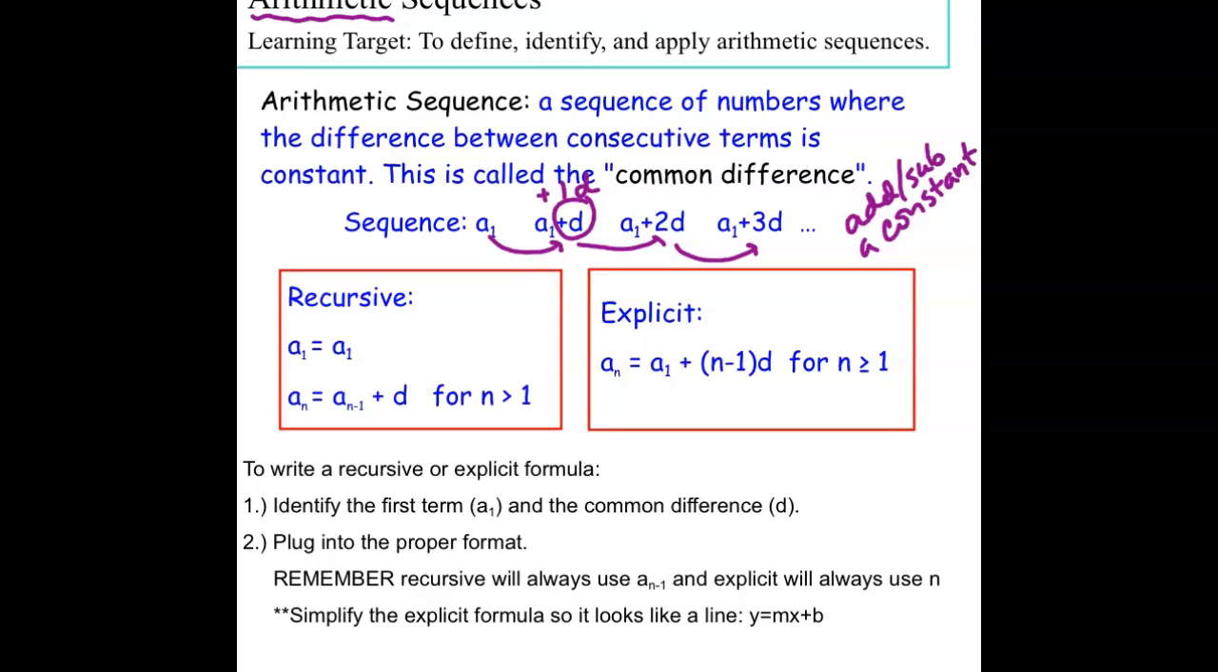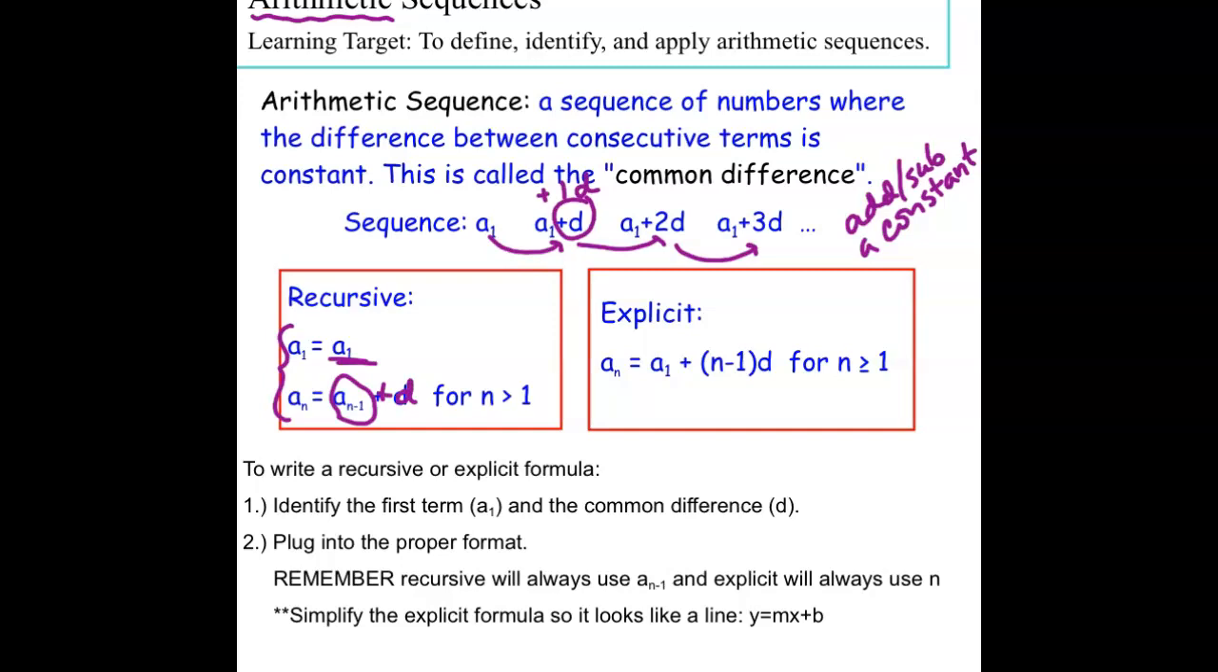Okay? So if I were going to define this recursively, remember we have to start with an initial condition. So we state whatever that first term is, and then we describe what we are doing to the previous term. So my previous term here, a sub n minus 1, we are simply adding our common difference to that.